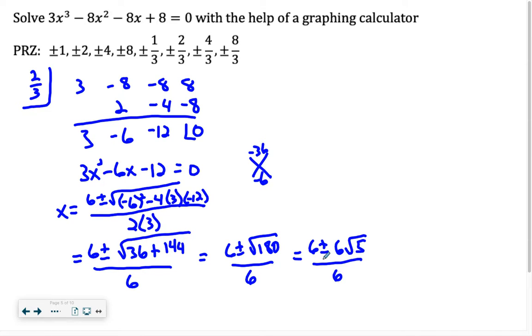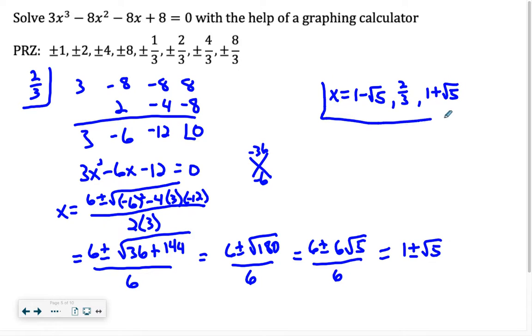And then I can actually split this up and make it 6 over 6 plus or minus 6 radical 5 over 6. And the 6's would just reduce, and this would become 1 plus or minus the square root of 5. So again, we end up with 3 answers, right? My 3 zeros are 1 minus the square root of 5, 2/3, and 1 plus the square root of 5. Okay, and I just wrote those in chronological order.